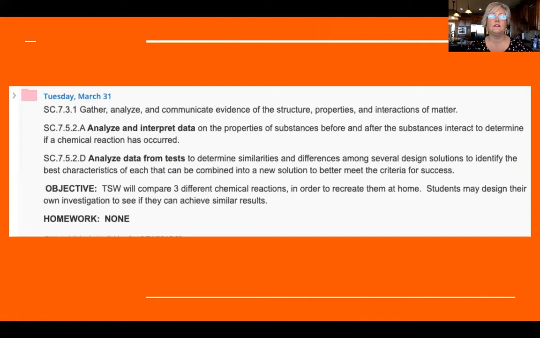Today's objective is the student will compare 3 different chemical reactions in order to recreate them at home. Students may design their own investigation to see if they can achieve similar results, or if your results can be better than mine, which I'm sure they can be. No homework, I'm not assessing anything. And if you can't do this lab at home, that's totally fine. I hope you guys understand.